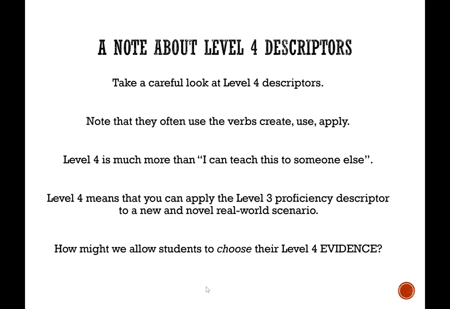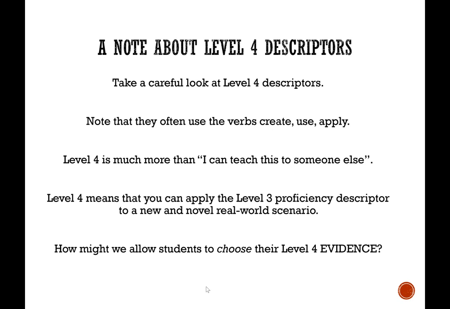A note about level 4 descriptors. As you begin to take a look at the achievement level descriptors and start to play around with the Content Explorer and Smarter Balanced, really take a careful look at the level 4 descriptors, which often use the verbs create, use, and apply. Sometimes I go into schools and I will see a scale on the wall, and level 4 says, I can teach it to someone else. Level 4 is much more than I can teach this to someone else. Level 4 means that you can take the level 3 proficiency descriptor to a new and novel real-world scenario.